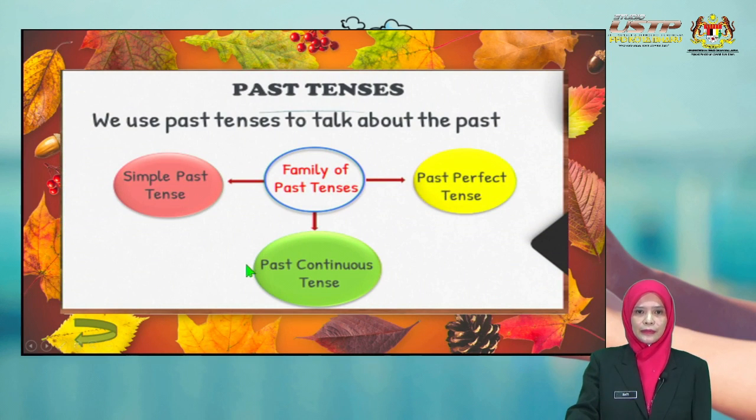This is the bubble map of past tenses. We use past tenses to talk about the past. And the family of the past tenses are simple past tense, past continuous tense, and past perfect tense.